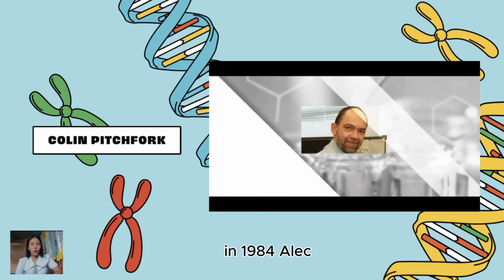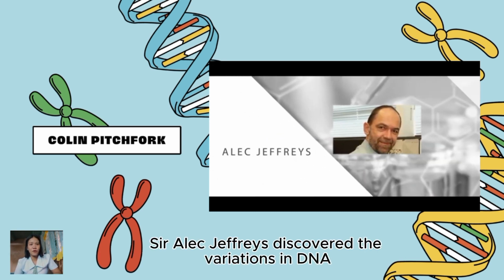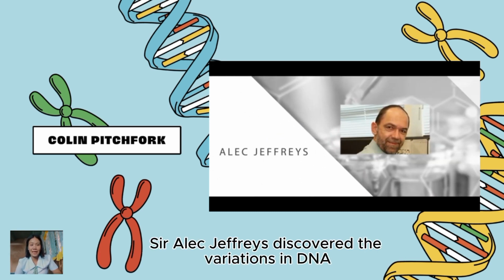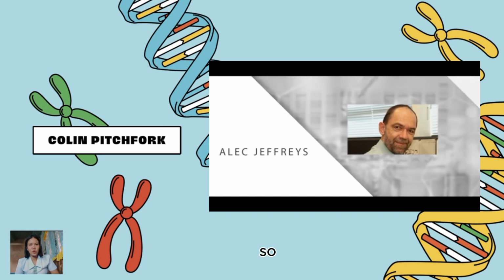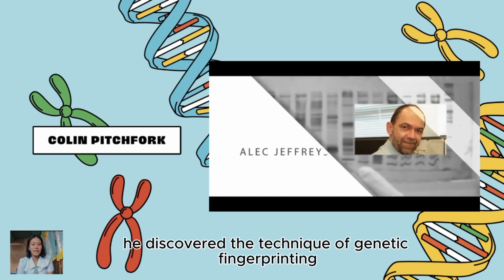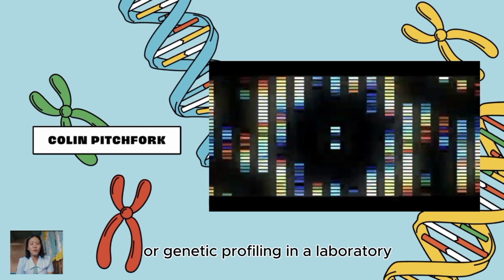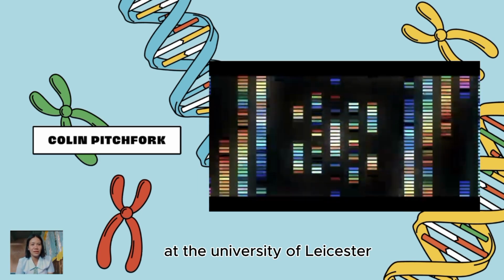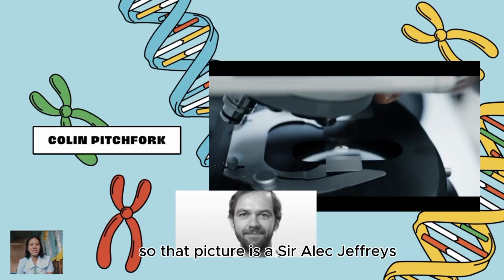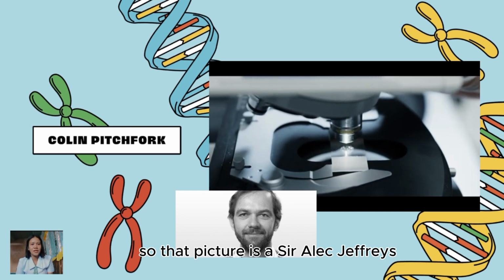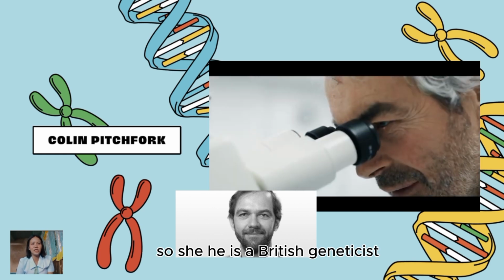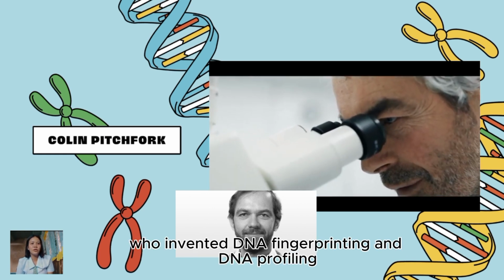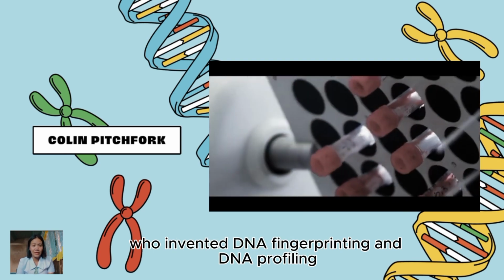In 1984, Sir Alec Jeffreys discovered the variations in DNA unique to each individual. He discovered the technique of genetic fingerprinting, or genetic profiling, in a laboratory in the Department of Genetics at the University of Leicester. That picture is Sir Alec Jeffreys. He is a British geneticist who invented DNA fingerprinting and DNA profiling.